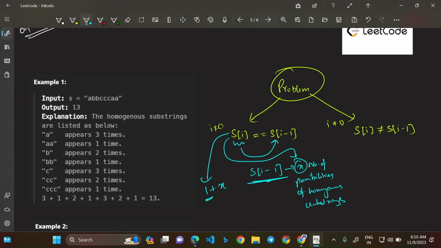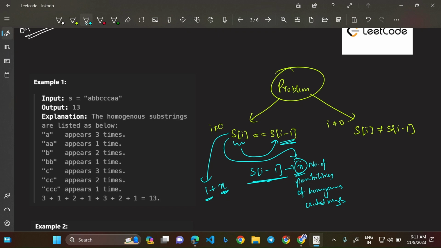Why 1 plus x? Individually, s of i is going to contribute 1, because s of i by itself is a homogeneous substring, and for all the x possibilities we can include s of i. So x would also be the number of homogeneous substrings including s of i as the last element. If s of i minus 1 has x homogeneous substrings ending at it, then I can put s of i to all those x possibilities, and all of them would result in homogeneous substrings because s of i equals s of i minus 1.